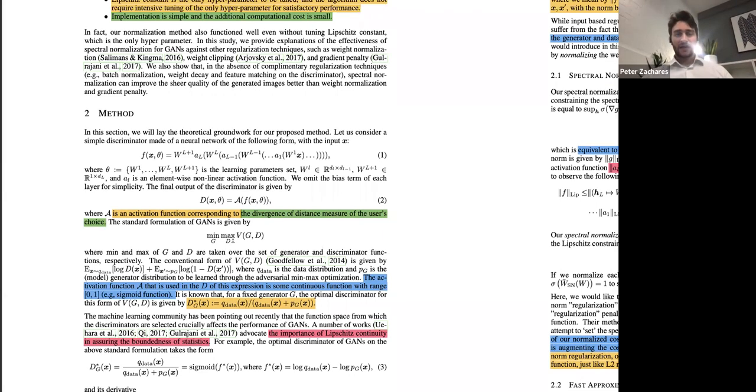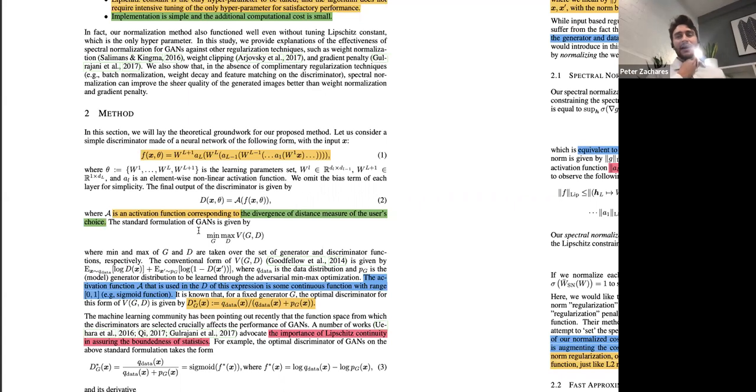So here they're introducing GANs, and I like that they have a pretty in-depth explanation of GANs. They assume that the networks being used in the discriminator are a sequence of linear weight matrices and nonlinear activation functions. Then the output of the last layer goes through an activation function they call mathcal A, which is an activation function corresponding to the divergence or distance measure of the user's choice.